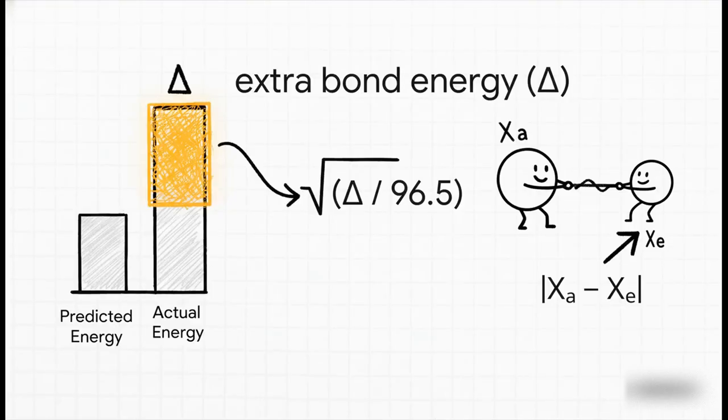And all of this led Pauling to his famous equation. He figured out that the difference in electronegativity between two atoms is proportional to the square root of that extra bond energy, delta. The 96.5 is really just a conversion factor to make the units work out when you're using kilojoules per mole. So by setting a baseline for one element, hydrogen, he could use this exact formula to build out the entire scale, one bond at a time.